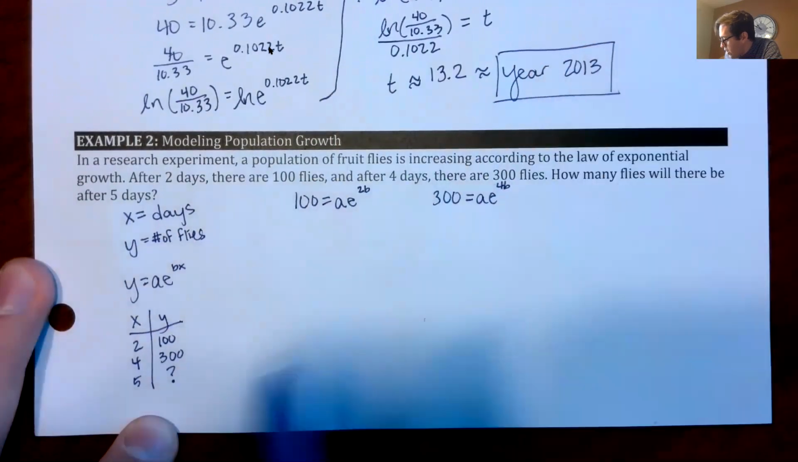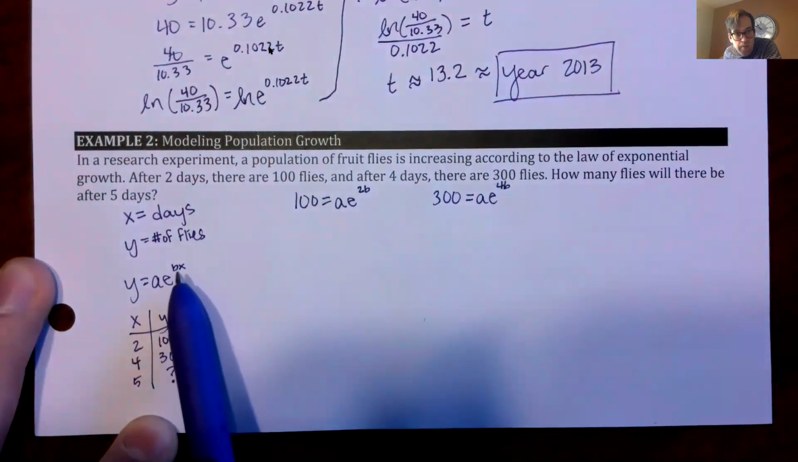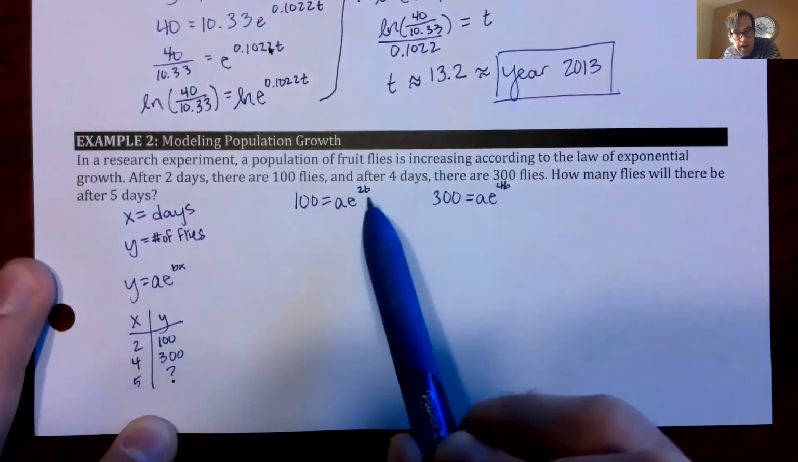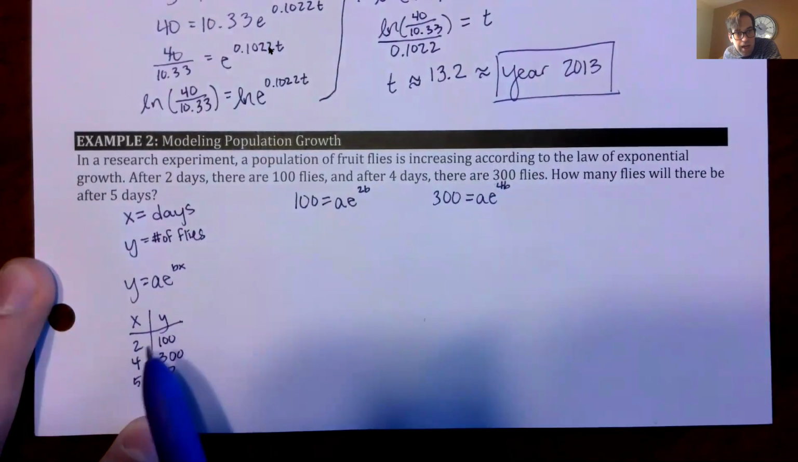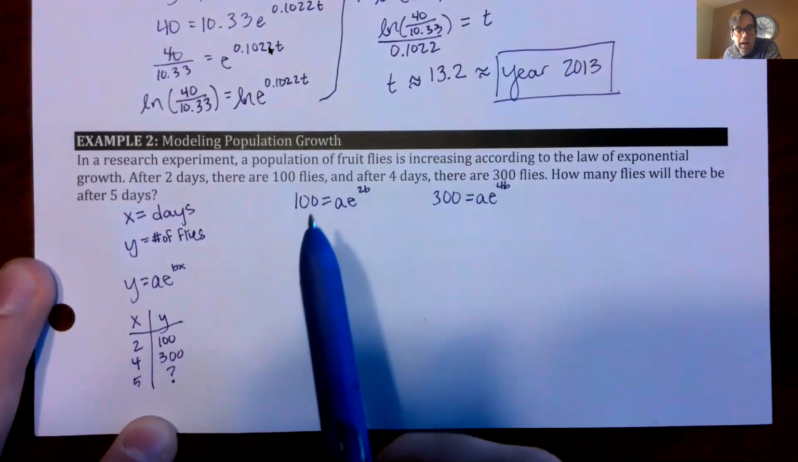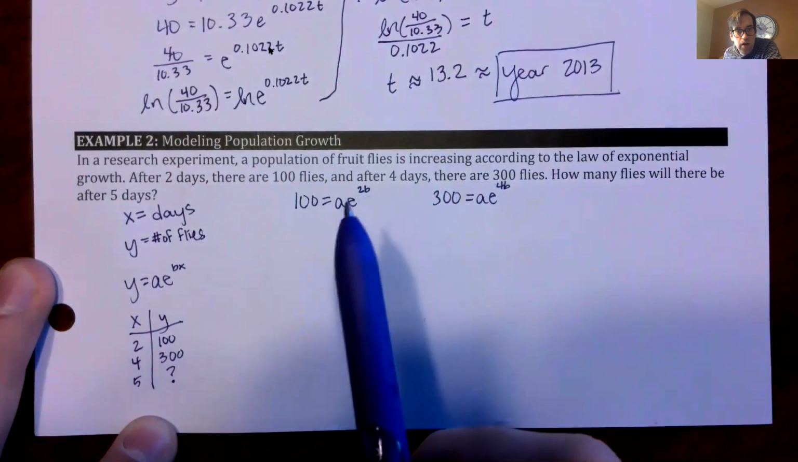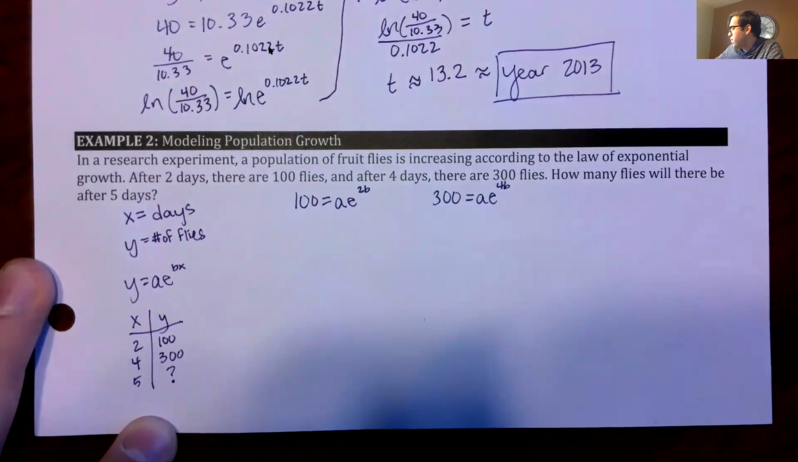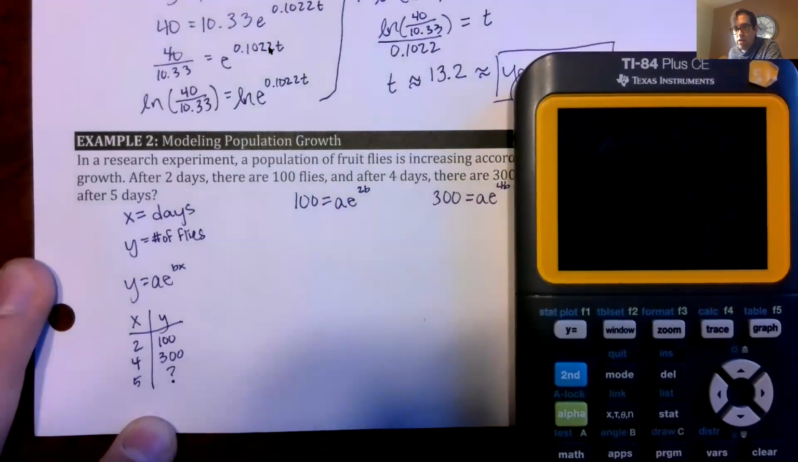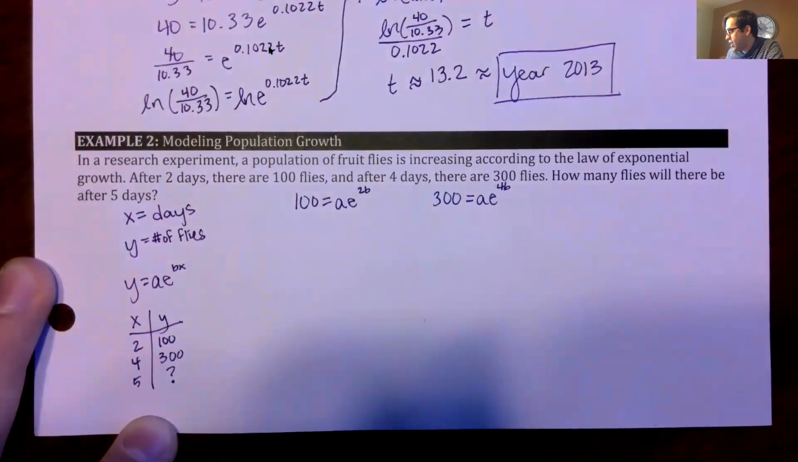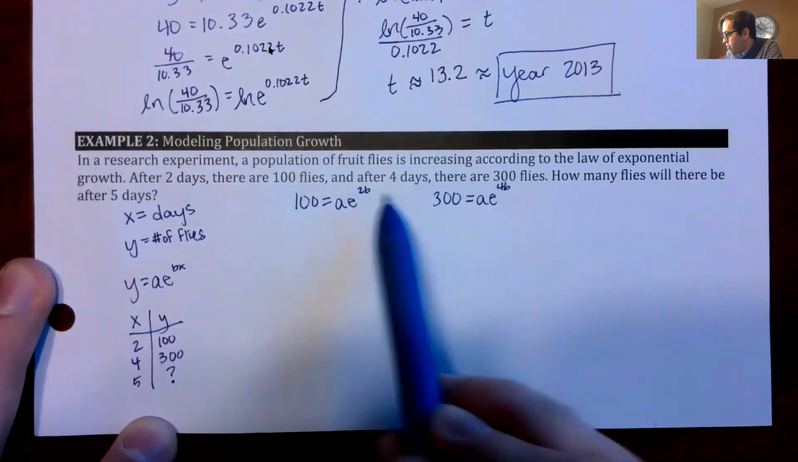Okay, so let's talk about why that is. Remember the exponent was bx. I'm plugging in 2 for x, and I'm plugging in 4 for x. I still don't have the b. And the y is being replaced by the 100 and the 300. So now we have 2 equations and 2 unknowns. The unknowns are the A and the B. Remember, E is not a variable. E is a number that we already know the value of. And that value is 2.718, etc., right? That's a constant. It stays at E. We're trying to find the values of A and B.